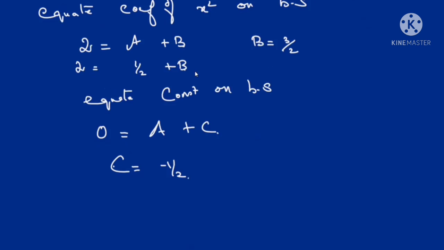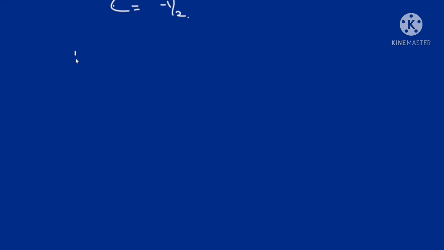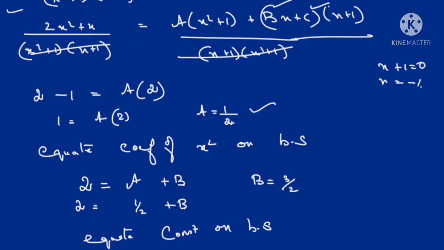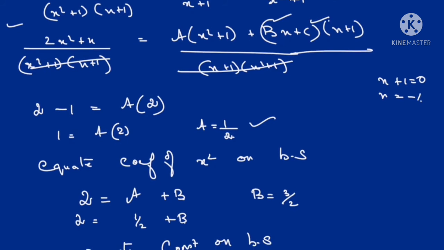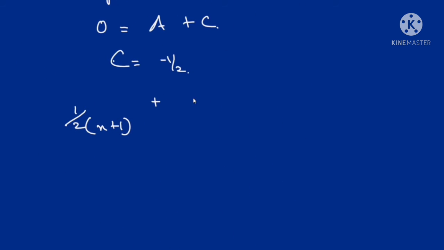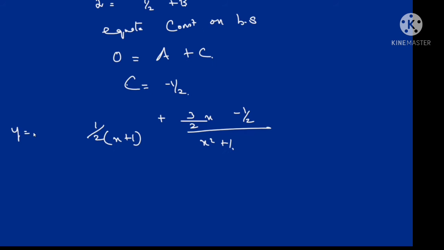Now you can substitute there. A is half, so half over x plus 1. B is 3 by 2, so 3 by 2 x, minus half, divided by x square plus 1. So we have y on the left side. Now integrate this.